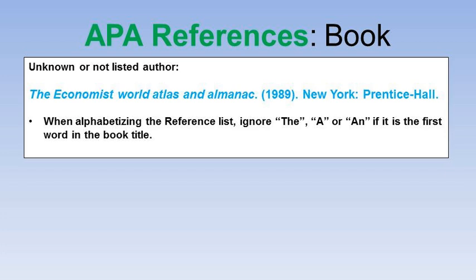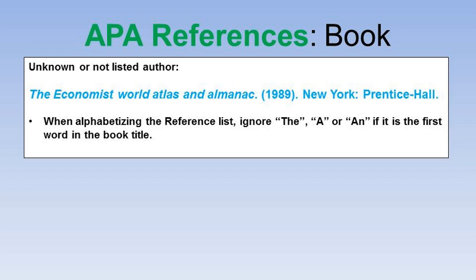If no author is given for your resource, start the entry in the reference list with the name of the book. When you alphabetize your list, alphabetize by the first major word, not by the, a, or an if it is the first word in the title. In this example, this work would be alphabetized by the E in economist.